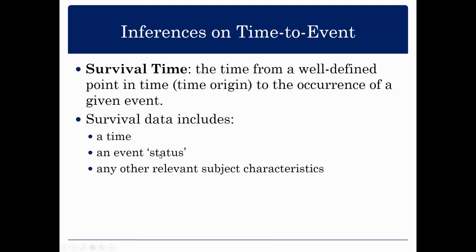Some individuals will not die during the study, and so they're what we call censored. You don't actually observe what their time to death is on your study. And then when we do regression methods, we might want to have other relevant subject characteristics that could be prognostic for the event occurrence.